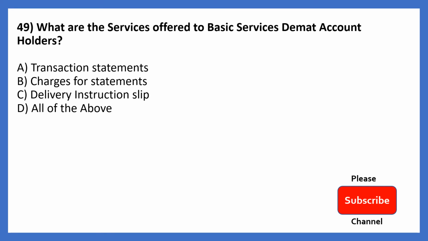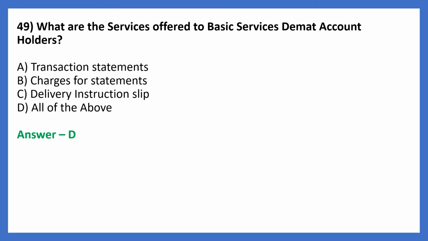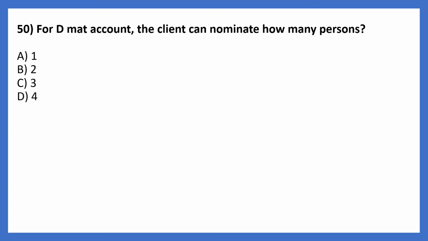What are the services offered to basic services Demat account holders? Option A, transaction statements, option B, charges for statements, option C, delivery instruction slip, and option D, all of the above. The correct answer is option D, all of the above. For a Demat account, the client can nominate how many persons?